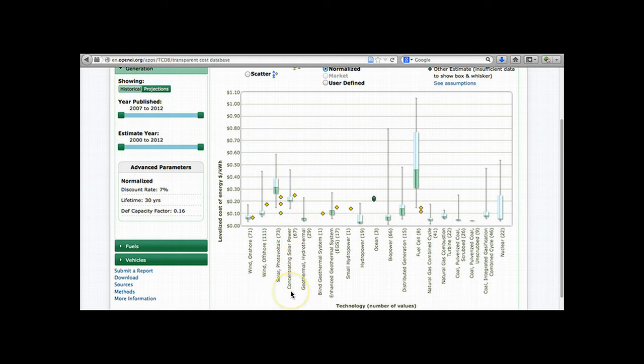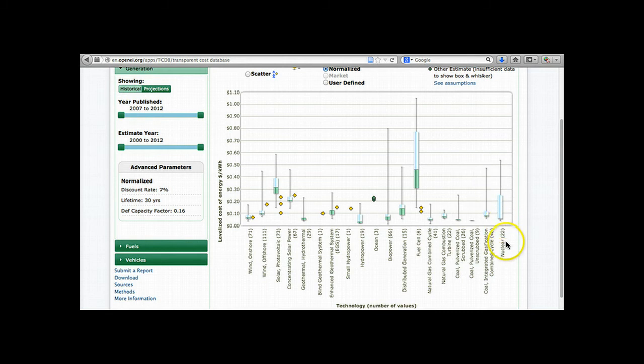Similarly, Maxim reports solar thermal to be $178 to $270 per megawatt hour, while the OpenEI database reports concentrated solar power, another name for solar thermal electricity, to be $140 to $460 per megawatt hour. Also, Maxim reports nuclear to be $54 to $87 per megawatt hour, and the OpenEI database shows it to be more in the range of $40 to $540 per megawatt hour.